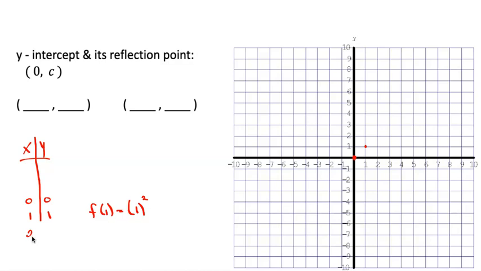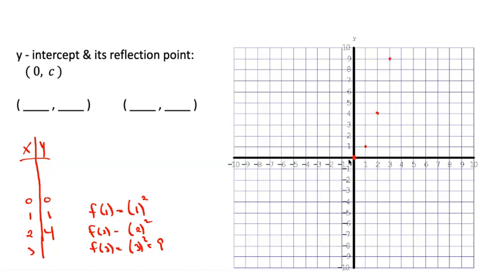What about when x is 2? And I do f of 2. Well, this is just 2 squared. And so when x is 2, y is 2 squared, which is 4. So when x is 2, y is 4. And I'm going to go back. I'll do one more. I'll go 3. f of 3 is equal to 3 squared, or 9. So when x is 3, y is 9.